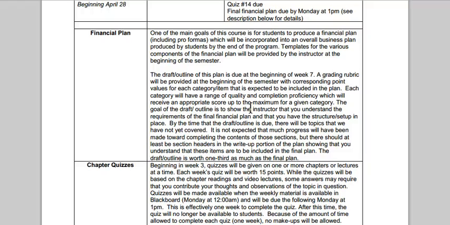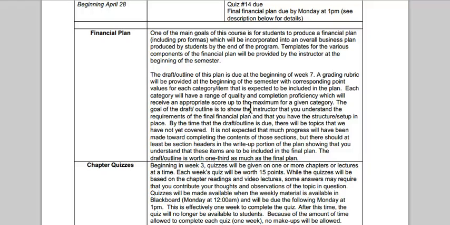The draft of the financial plan is worth 80 points. And so when you are reviewing the grading rubric, there's a column that matches up with the expectation, and then it has a point value assigned to it. So whatever that point value is, for example, if it were 15 points, the 15 points there is the total points available on the final version of the plan.